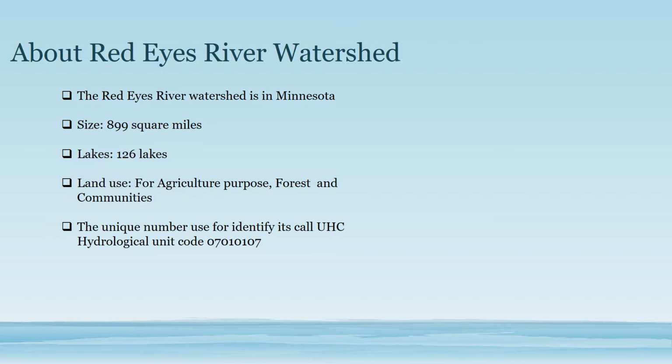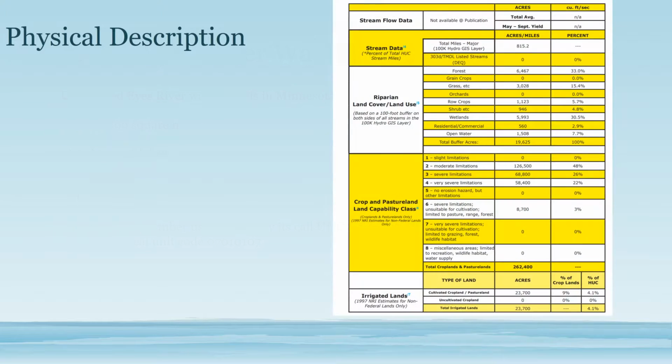About the Redeyes River watershed, which I already told you about in my first presentation: this watershed is in Minnesota. The size is 899 square miles, which contains 126 lakes, and the land is used for agriculture, forest and communities. There is a unique number given to the Redeyes River watershed, which is 0701010.